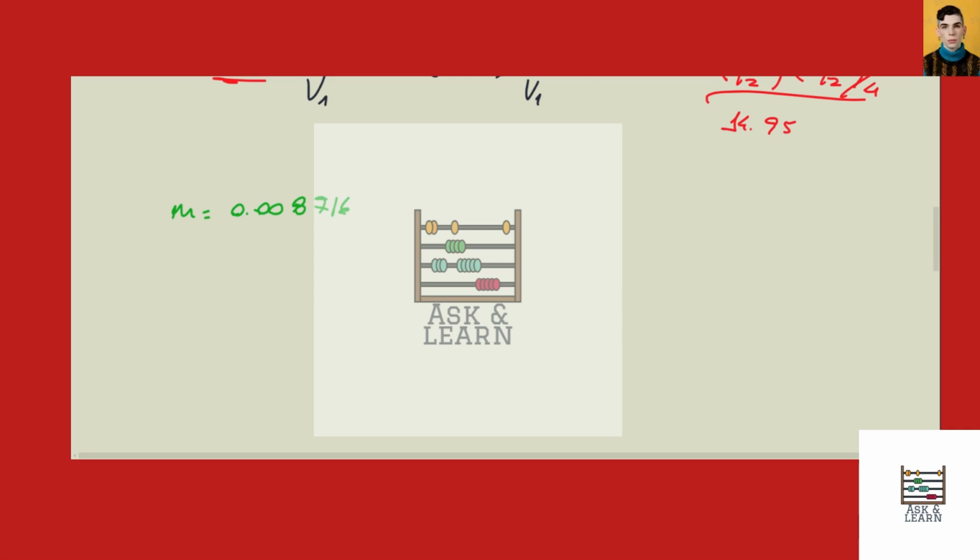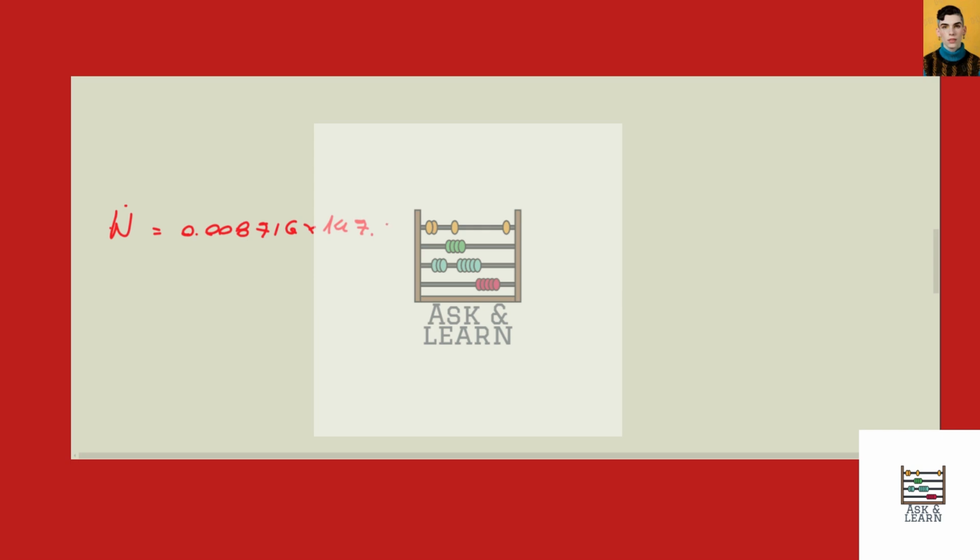Therefore, the final answer, which is the power that we want to calculate, is going to be 0.008716 times 147.9, divided by the number of revolutions, which is 2, that multiplies the frequency, which is 2500 divided by 60.